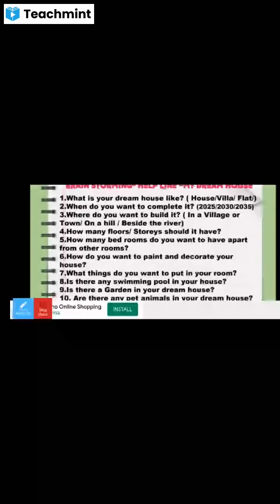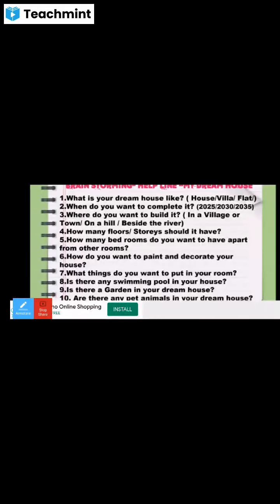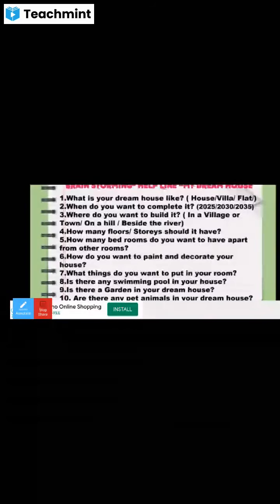The fifth one: how many bedrooms do you want to have, apart from other rooms? I mean, which type of shape do you want? I have two bedrooms, one kitchen, and one hall. So how many bedrooms do you want in your dream house?